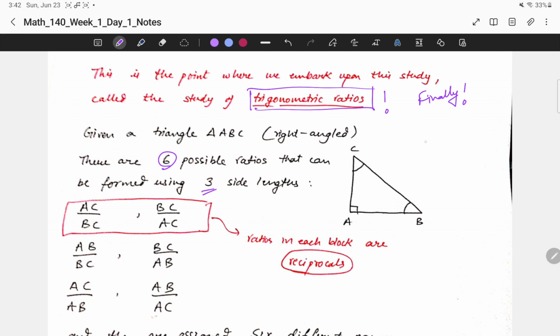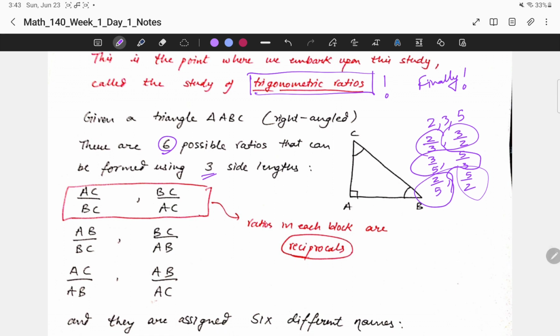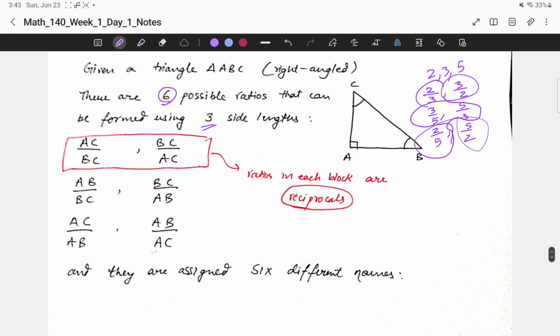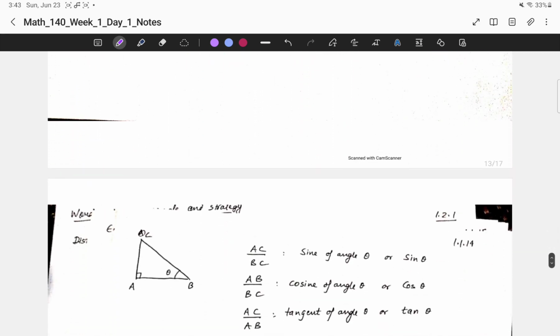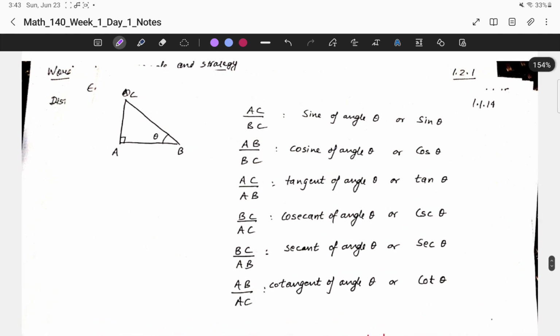Now think about it. If I give you 3 numbers, 2, 3, 5, how many ratios can you form? You can form 2 over 3, 3 over 2, 3 over 5, 5 over 3, or 2 over 5, 5 over 2. There's only 6 possible. In this block, each of these are reciprocals, meaning they are not exactly very much unique. And then these are assigned 6 different names. So these names are important and are specific, right? So this ratio is different from this ratio, so it has a different name.